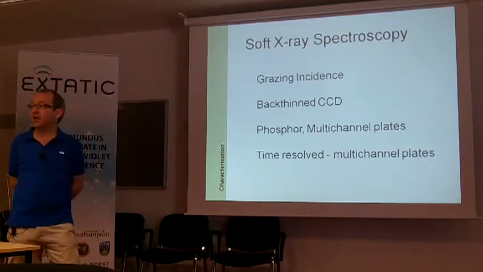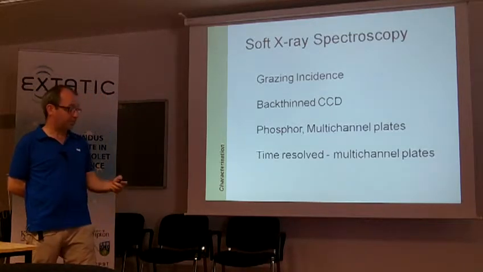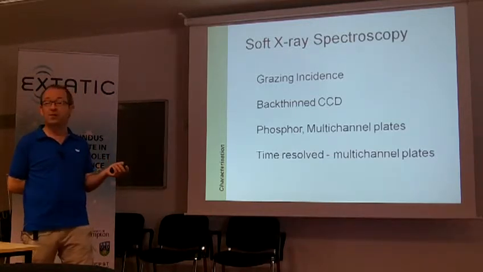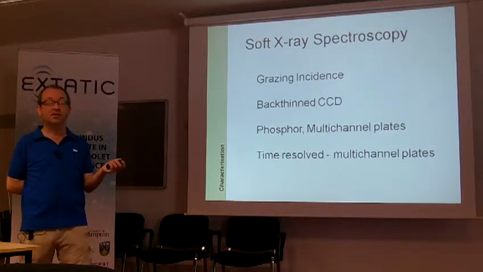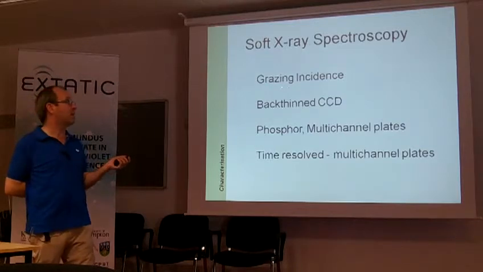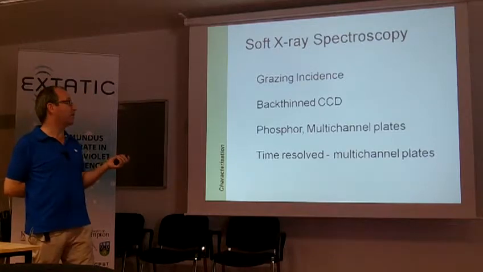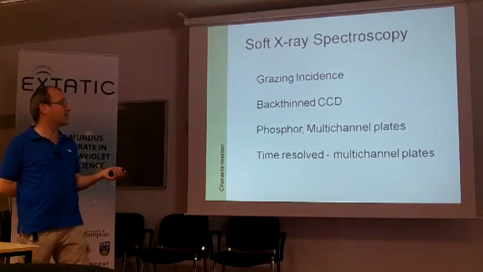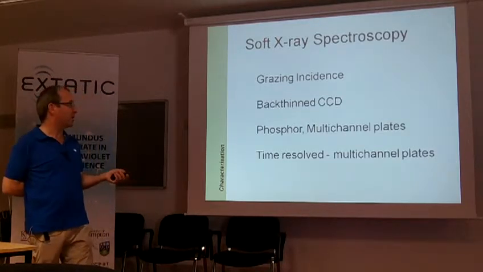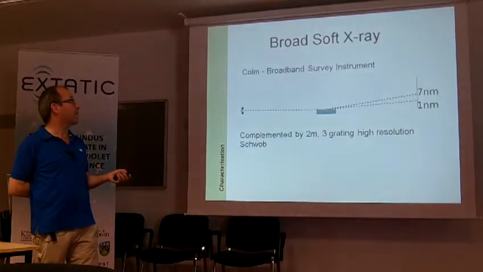In the other part of characterization of the light sources that's important is spectroscopic characterization, and the considerations in soft X-ray spectroscopy are similar to the considerations in imaging. You need to use grazing incidence optics in spectroscopy because they must function over wide wavelength ranges. You need to use back-thinned CCDs or phosphors and multi-channel plates, and we've also got time resolved systems now that depend on multi-channel plates and phosphors as well.